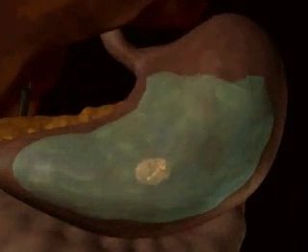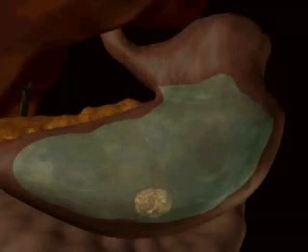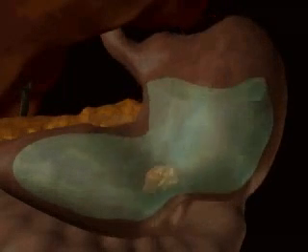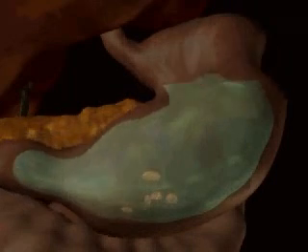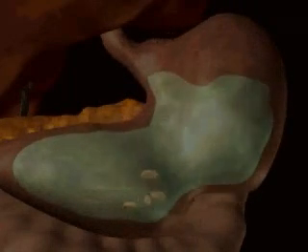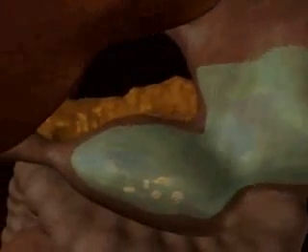The lining of the stomach secretes gastric juices that contain digestive enzymes. Peristalsis churns and mixes the food with gastric juices while moving the food toward the first part of the small intestine, the duodenum. In the duodenum, food is digested even further.